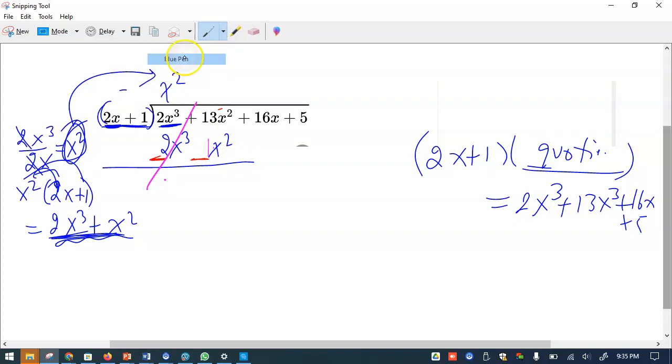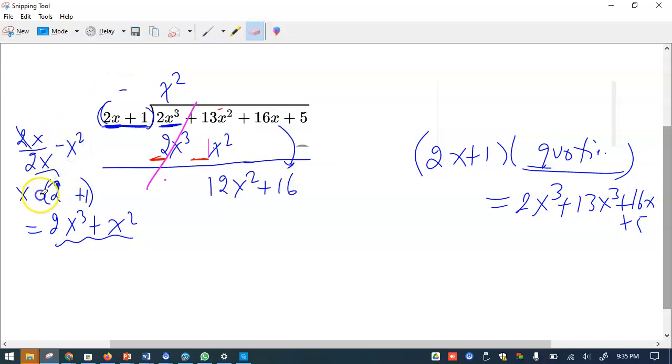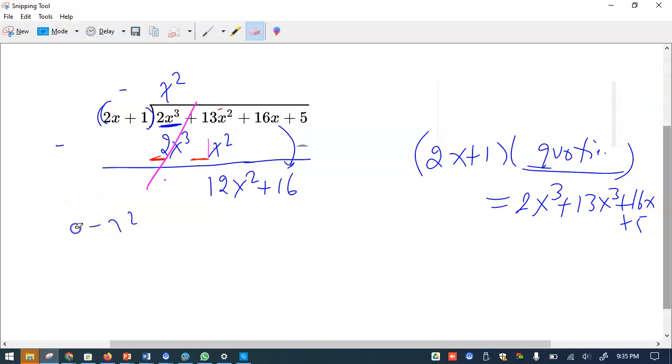So you get 12x squared. Then bring down this 16x right here, plus 16x, and repeat the same steps. So what are the same steps this time? There is a 12x squared, right?